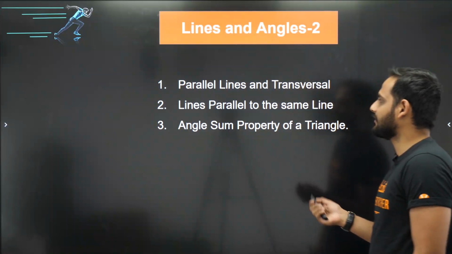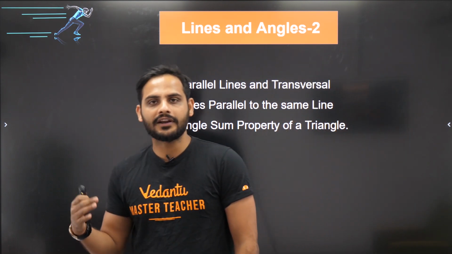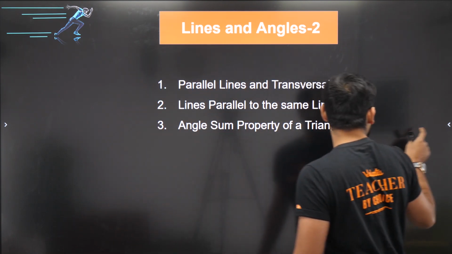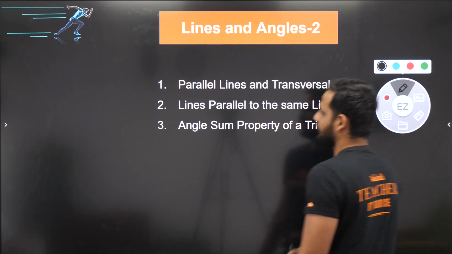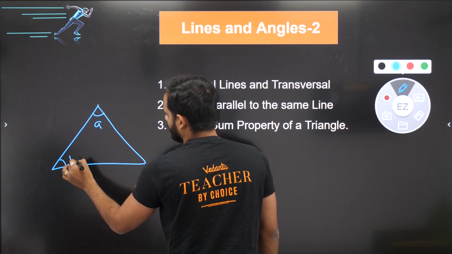As I was telling you, we will be talking about the angle sum property of a triangle today, and the second part is the exterior angle theorem. So let me just quickly elaborate both theorems to you. If I have a triangle whose three angles are, let us say, A, B and C.